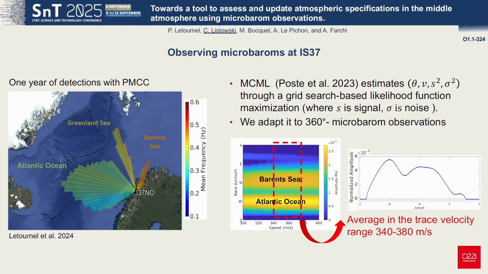But Pierre didn't use PMCC, which was used for this polar histogram. He used MCML, the multi-channel maximum likelihood estimator, which relies on the maximization of a likelihood with a grid search approach, azimuth versus wind speed. You see the grid here. What Pierre does is keep the information along the azimuth, averaging everything within a range of relevant trace velocity, to end up with a microbarom azimuthal distribution at the station, the smooth distribution you see on the right side. So this is for the observations.